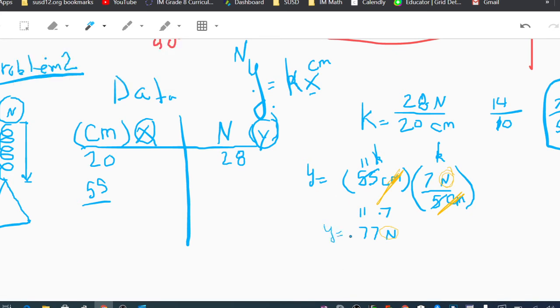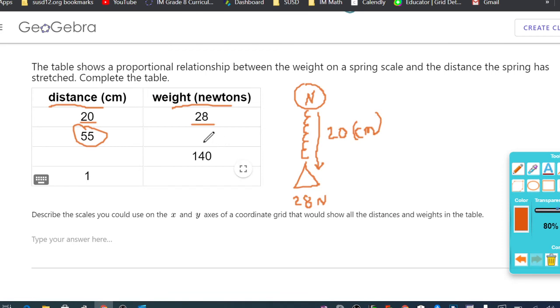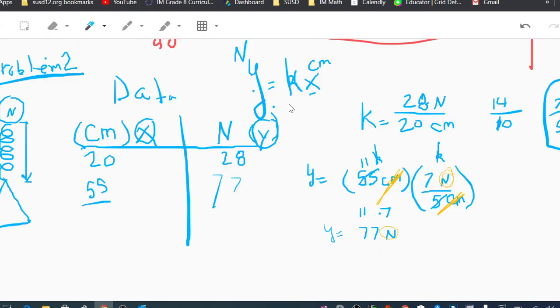So the y equals 77 newtons. Let's fill in the data, 77 newtons. I'll go ahead and fill that in here too, 77 newtons. Okay, next they give us 140 newtons. So if we have 140 newtons on the spring, how far will that spring stretch? Let's solve for that.